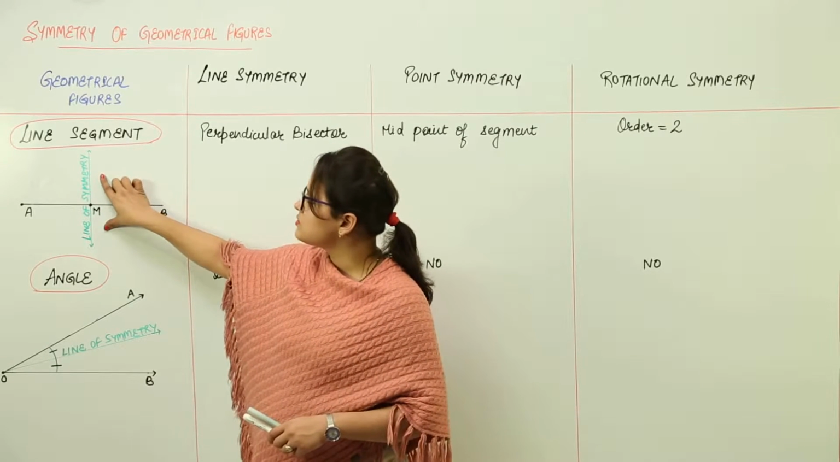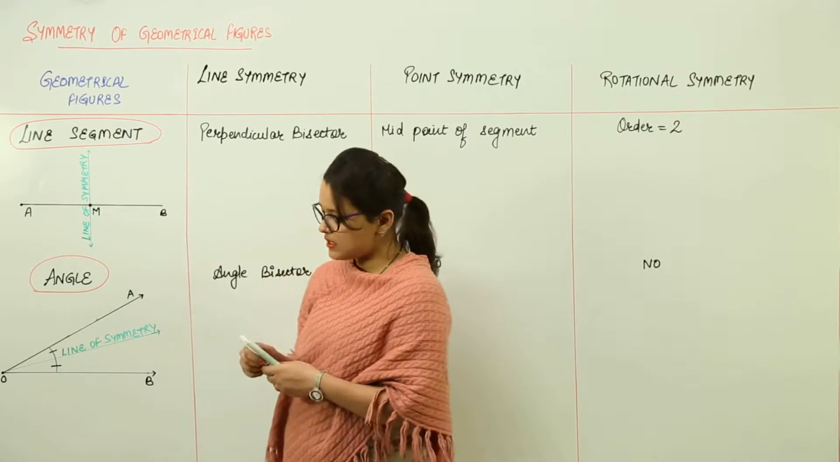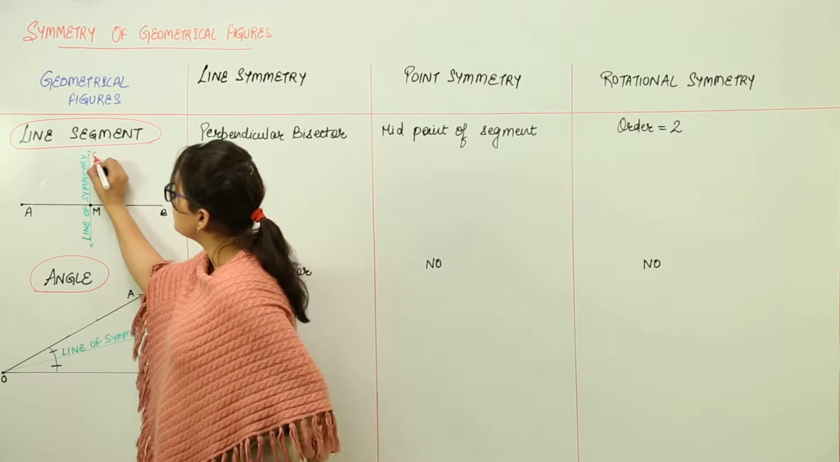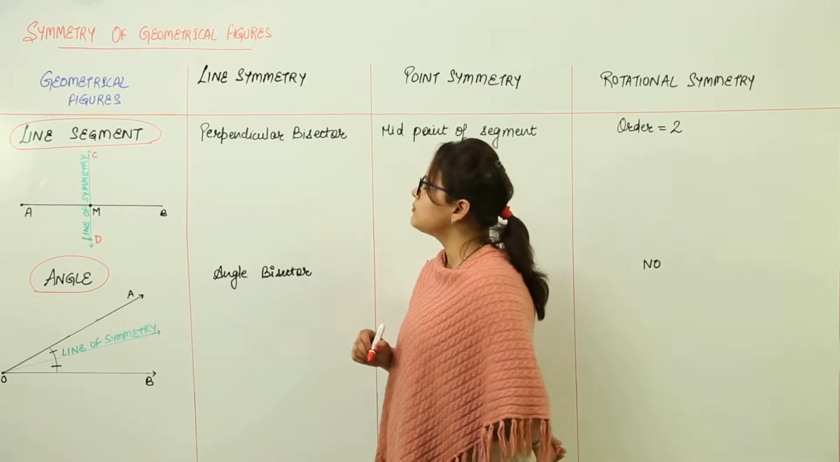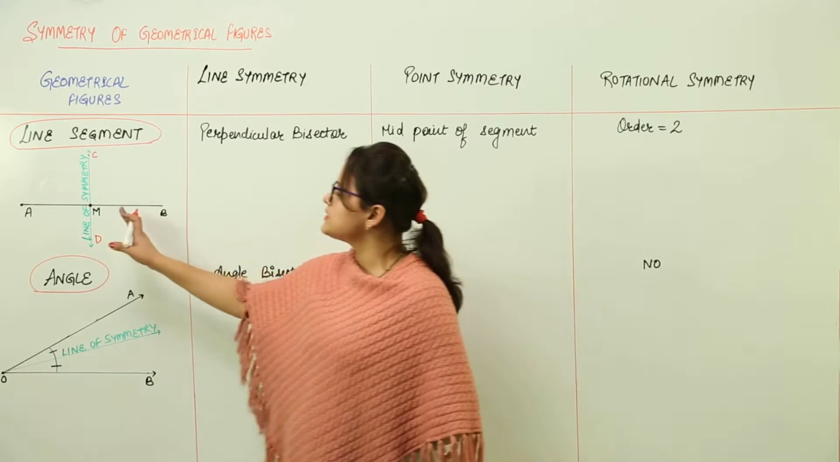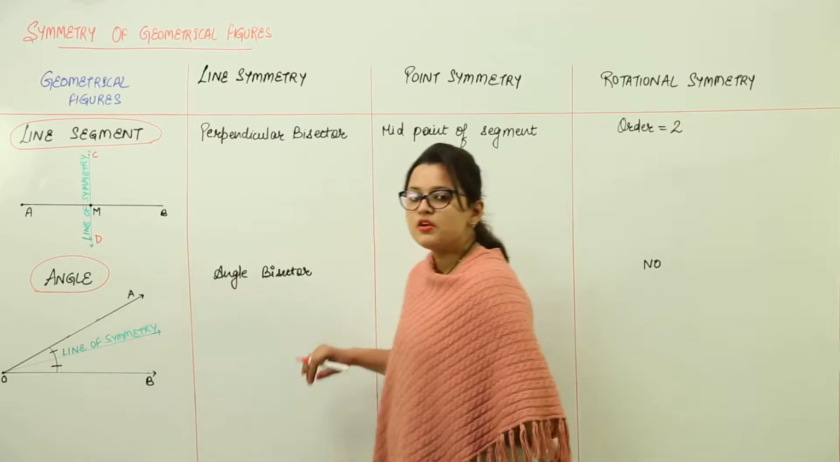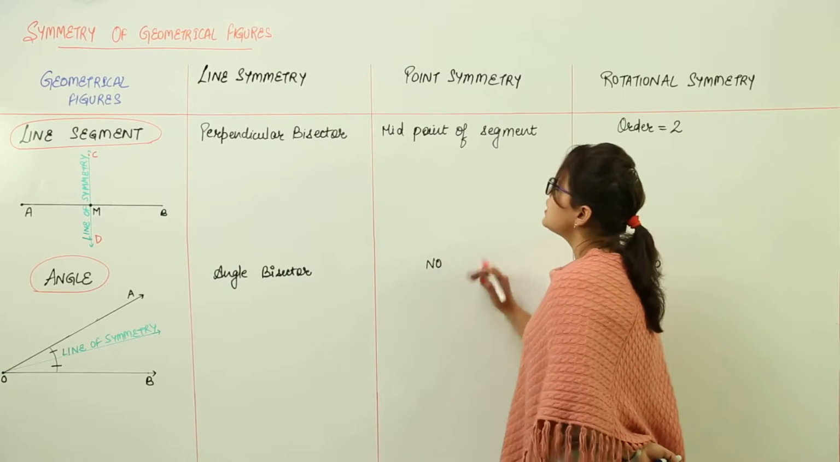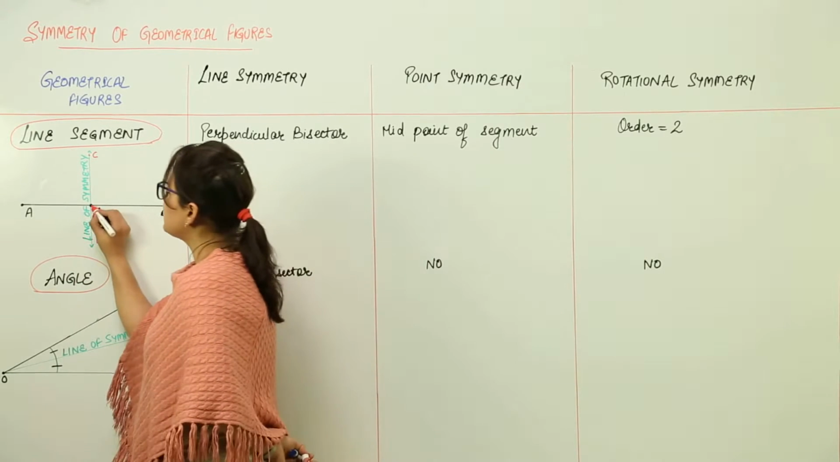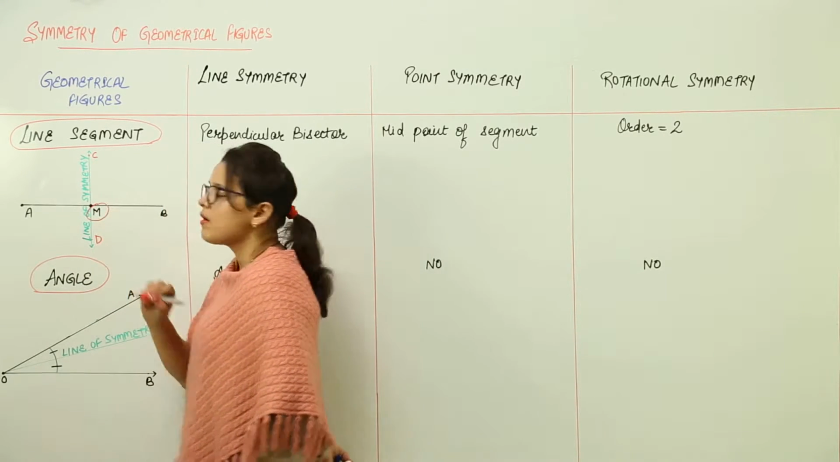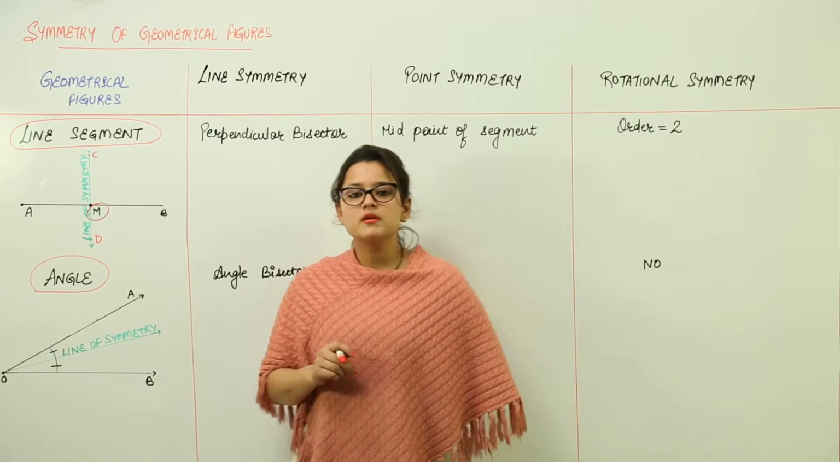This green line is representing the perpendicular bisector. Let us name it CD. So, CD is the perpendicular bisector, or you can say line symmetry for this line segment. We have the point symmetry. The point symmetry is the midpoint of this line segment, and the midpoint for this line segment is point M. So, M is the point symmetry.